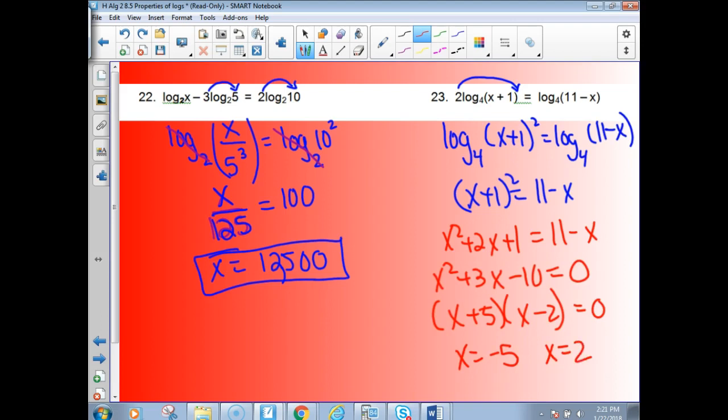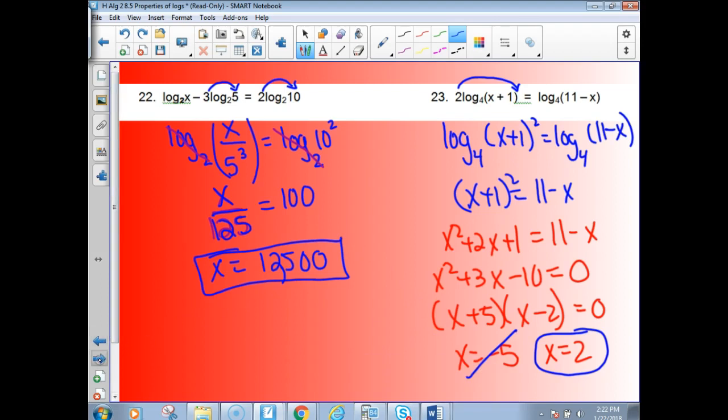Is either one of those not going to work in the original equation? Well, if you substitute negative 5 into the left side, you'd have negative 4, and the log of negative 4 in base 4 does not exist. So the negative 5 is wiped out. That answer is extraneous. So we've got x is 2.